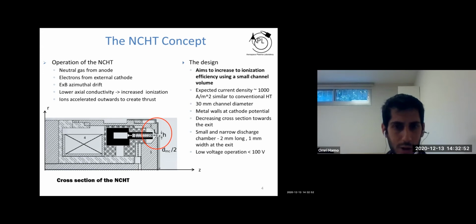The annular channel walls are made of metal, held at cathode potential. We have a decreasing cross-section of the annular channel towards the exit. And we have very small dimensions. The length of the channel is only 2 millimeters from the anode to the exit plane, and the width of the channel is only 1 millimeter at the exit plane. And we're also using a very low voltage, usually below 100 volts, to maintain low power consumption.